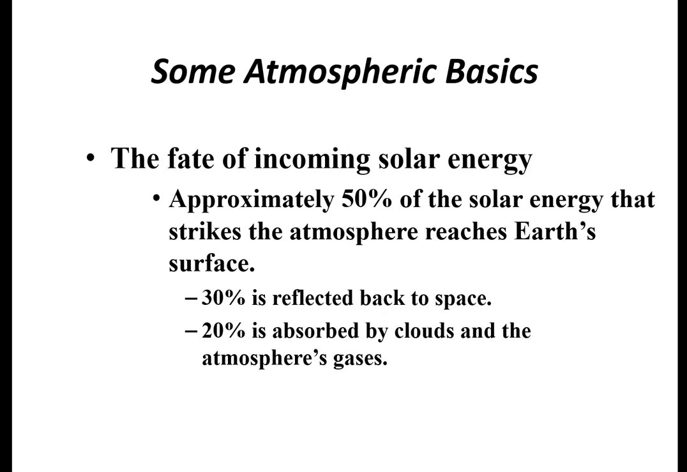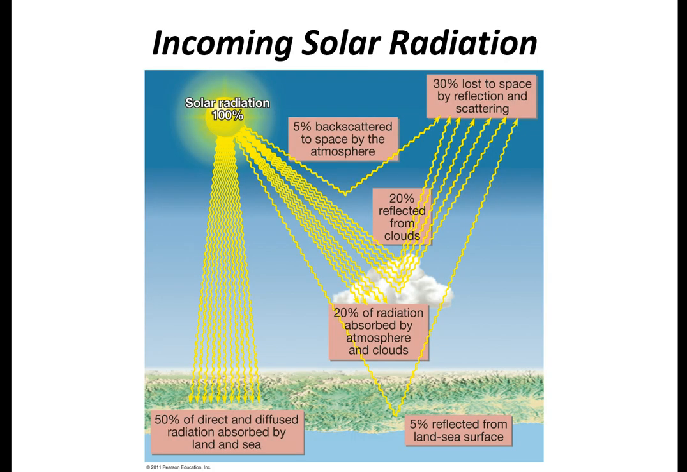About 50% of the solar energy that strikes the atmosphere reaches the surface. 30% is reflected back to space, and 20% is absorbed by clouds and the atmospheric gases. So here's that depicted in a diagram, the solar radiation coming in. About half of it reaches the ground, and the other 50% is either lost to space by reflection or scattering or absorbed by clouds.